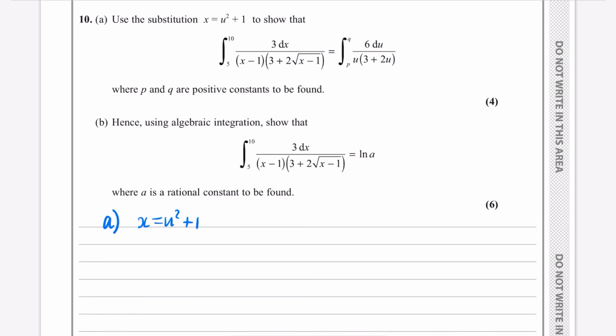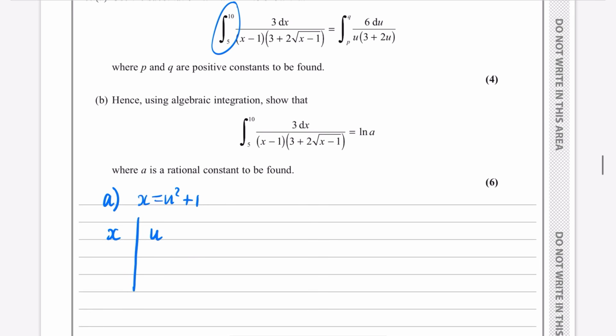Now there's a number of different things we're going to need to do. One of the things is changing the limits, and I think I'm going to start off by doing that because that looks like an easy part to get some marks. So the x currently is 10 and 5. We're going to want to change those so that it's in terms of u.